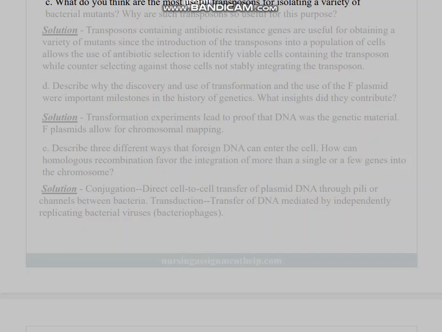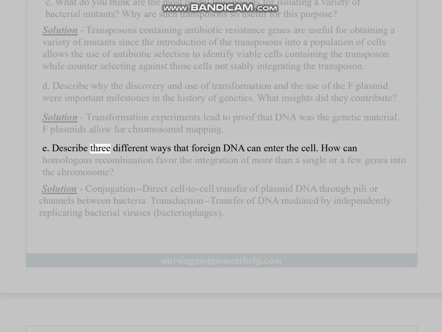C. What do you think are the most useful transposons for isolating a variety of bacterial mutants? Why are such transposons so useful for this purpose? Solution: transposons containing antibiotic resistance genes are useful for obtaining a variety of mutants since the introduction of the transposons into a population of cells allows the use of antibiotic selection to identify viable cells containing the transposon while counter-selecting against those cells not stably integrating the transposon. D. Describe why the discovery and use of transformation and the use of the F plasmid were important milestones in the history of genetics. What insights did they contribute? Solution: transformation experiments led to proof that DNA was the genetic material. F plasmids allow for chromosomal mapping.